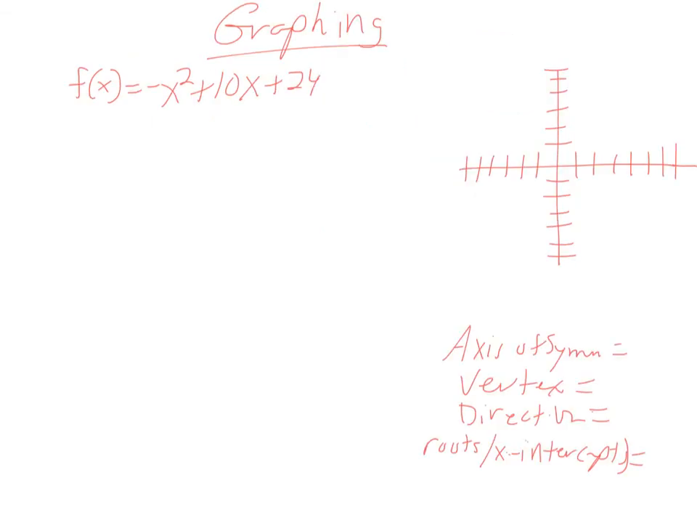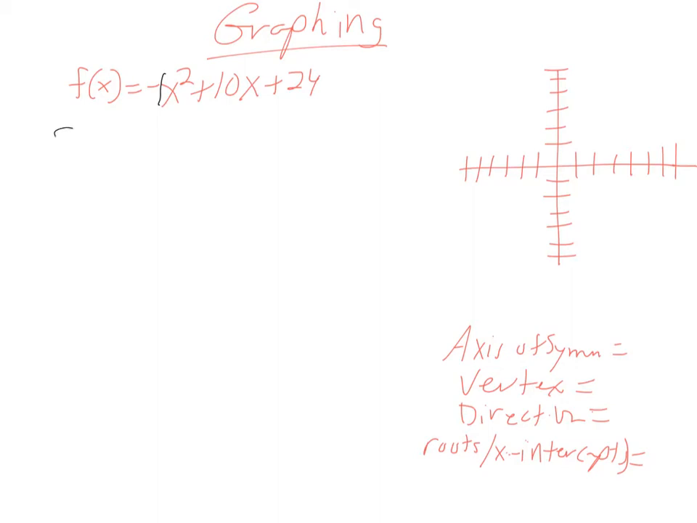Alright, on this one we're going to be graphing this equation. The function is negative x squared plus 10x plus 24. And if you remember, you can put a 1 in there if it doesn't look like there's a number. So you know that's your a. Your a is negative 1, b is 10, and c is 24.